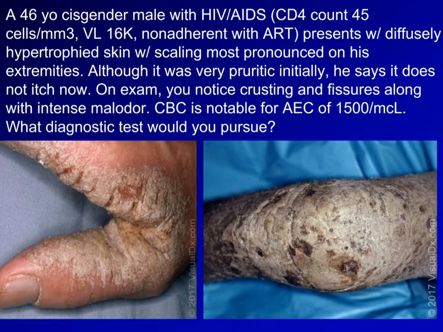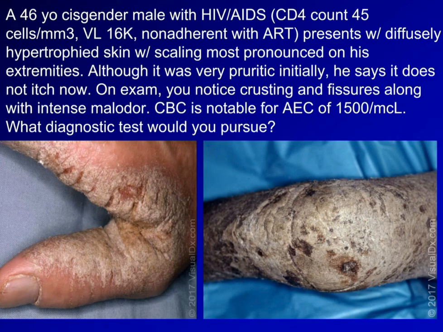Who's going to take this question for me? A 26-year-old cisgender patient, very itchy at first, but it doesn't itch anymore. On exam, you notice it's crusted, has fissures, and is very smelly. It's notable for an absolute eosinophil count of 1,500. What diagnostic test would you pursue?